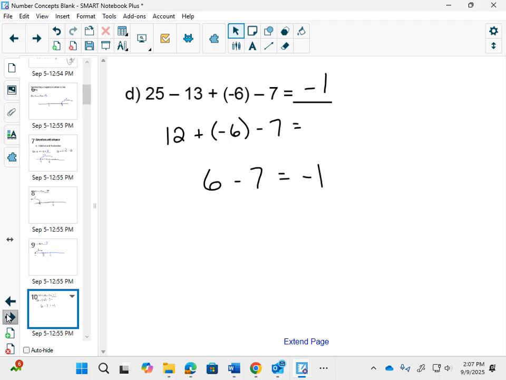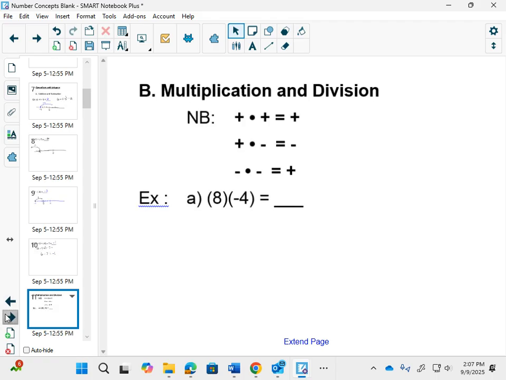And we get -1. Okay. Multiplication and division. So there are some crazy rules that they go by. A positive times a positive number, that's super easy. Like 2 times 3, you're used to that, that's positive.